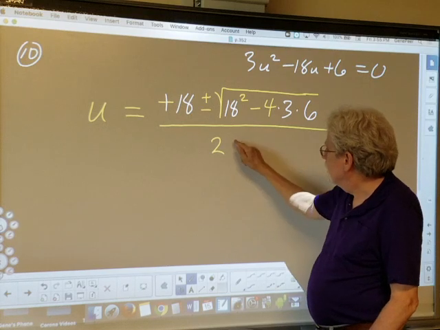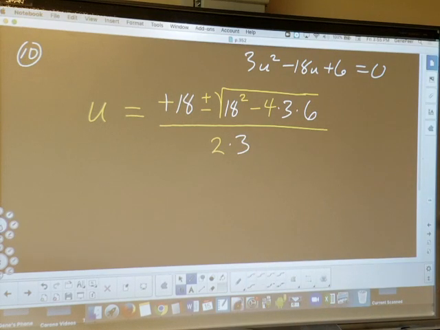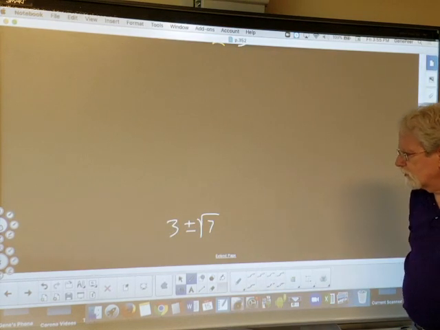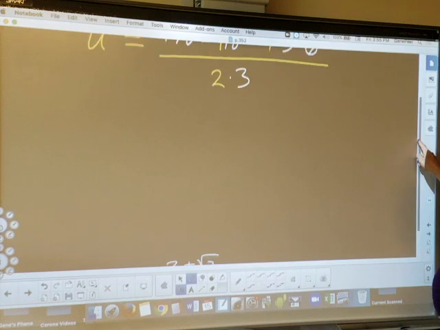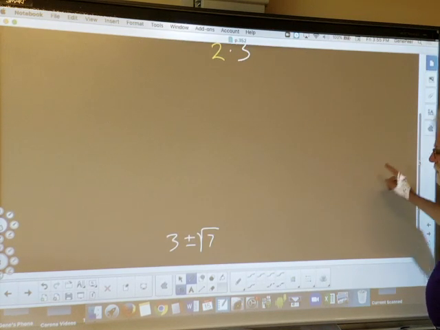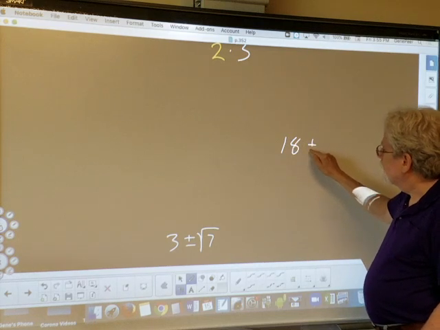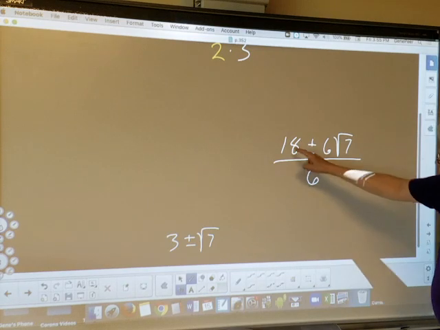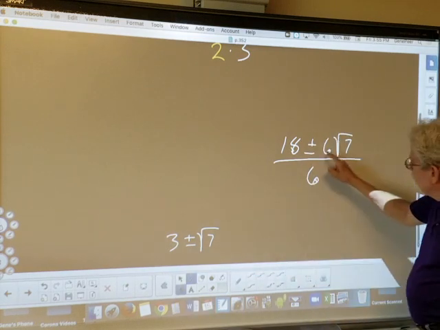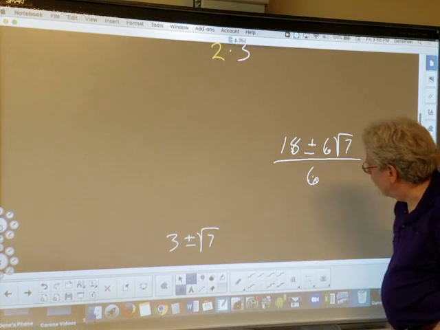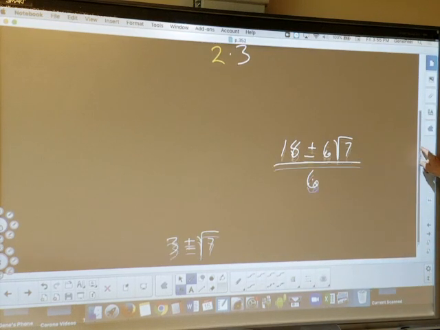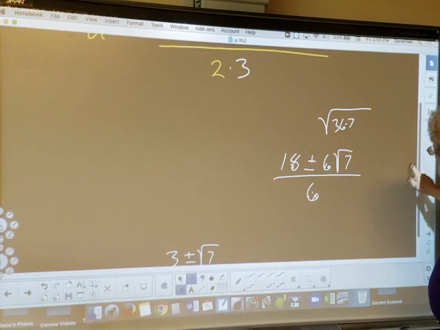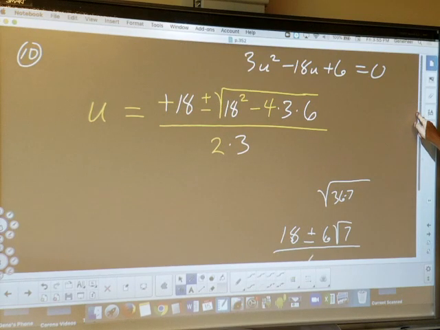We get some nice big ugly numbers this time. And a is 3. To save some time, I'm not going to do the math this time. We end up with 3 plus or minus the square root of 7. That would imply that it used to be 18 plus or minus 6 square root of 7 over 6, and this reduced to 3 plus or minus square root of 7. Where did 6 square root of 7 come from? It must have come from the square root of 36 times 7. That's kind of an ugly one to work with, but hey, it's doable.